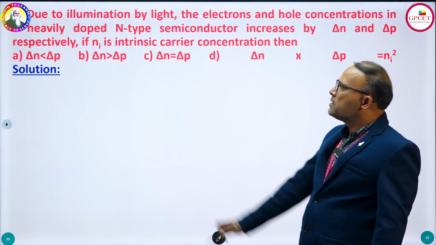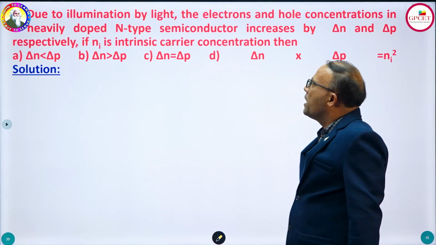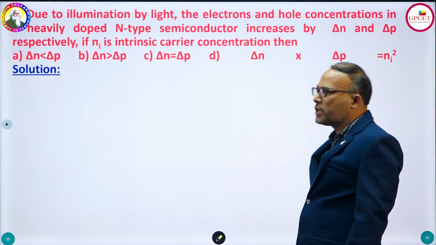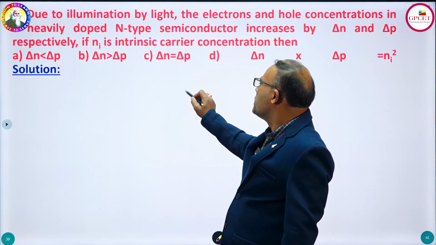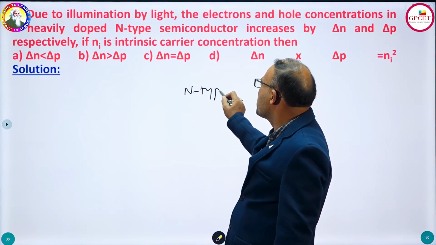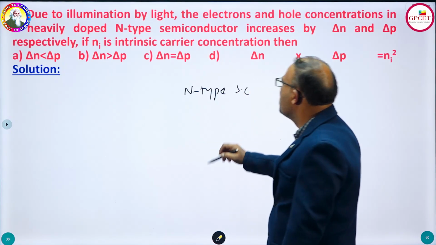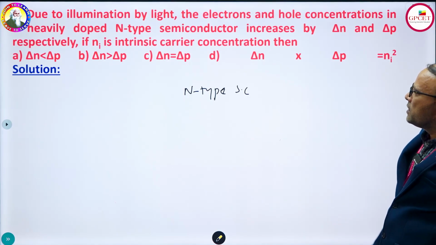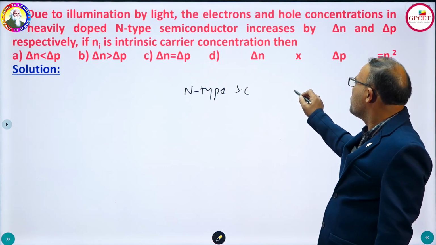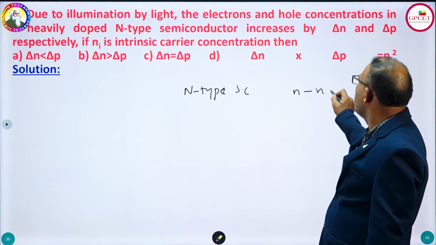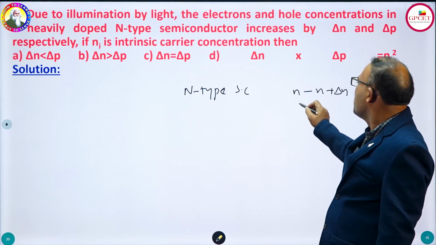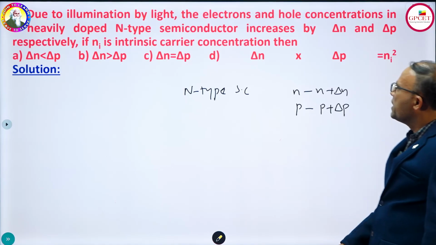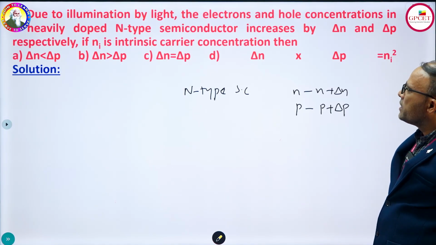So here, illumination has happened, and the electron and hole concentrations in a heavily doped n-type semiconductor increase. It is given as an n-type semiconductor, and that too heavily doped, right? It increases by delta n and delta p. That means if you assume electrons as n, it is increased to n plus delta n, and holes p have been increased to p plus delta p. So the increments are given by delta n and delta p respectively.